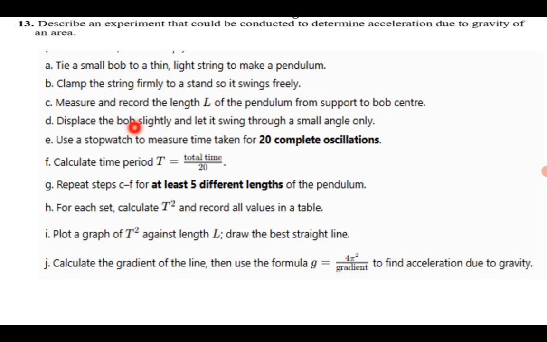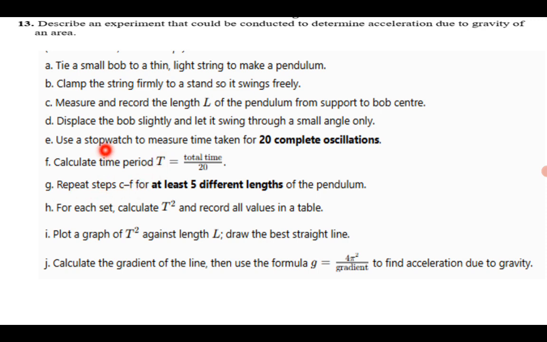Measure and record the length of the string of the pendulum from the support to the bob center. Displace the bob slightly and let it swing through a small angle only. Use a stopwatch to measure the time taken to make 20 complete oscillations. Then calculate the period. Remember, period is simply the time taken to make one complete oscillation. You take the time taken to complete 20 oscillations, divide by 20. That will give you the periodic time.